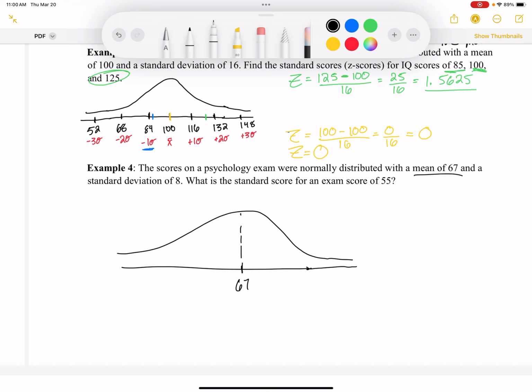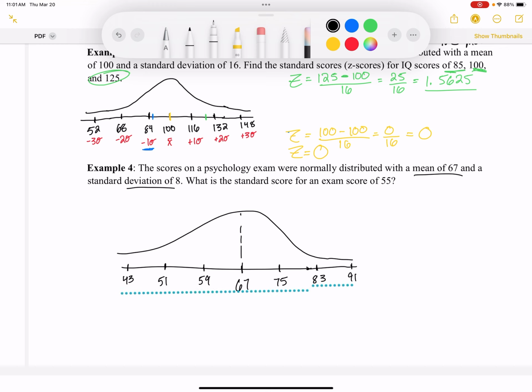67, right? The mean of 67, standard deviation of 8, right? So if I go one above, 67 plus 8, 75, right? 75 plus 8, we got 83. 83 plus 8, 91, right? If I go down, 67 subtract 8, 59, subtract 8 again, 51, and then subtract 8 again, 43.